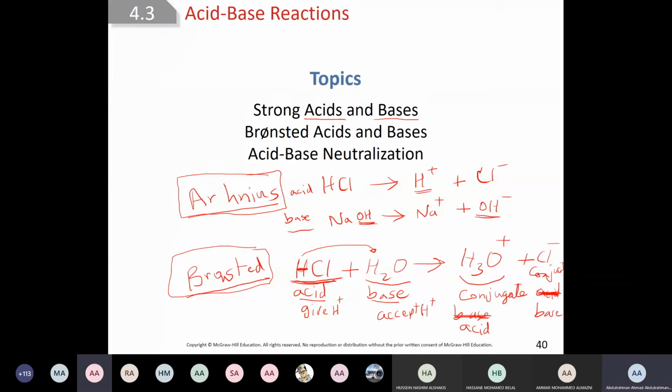Okay, so I repeat one more time. Anything that gives H plus is called acid. Anything that accepts H plus is called base, and the one that is formed from the acid is called conjugate base. See, the Cl minus comes from HCl, it becomes the conjugate base, and the OH becomes the conjugate acid. Let me give you a very quick example.